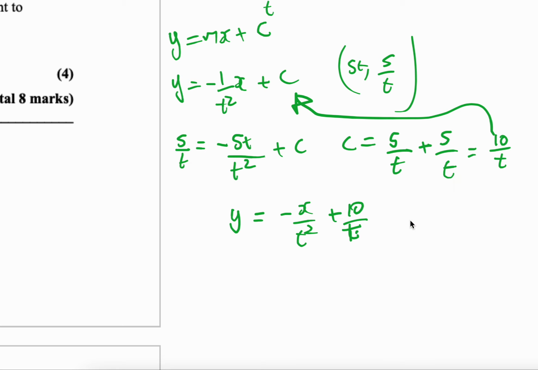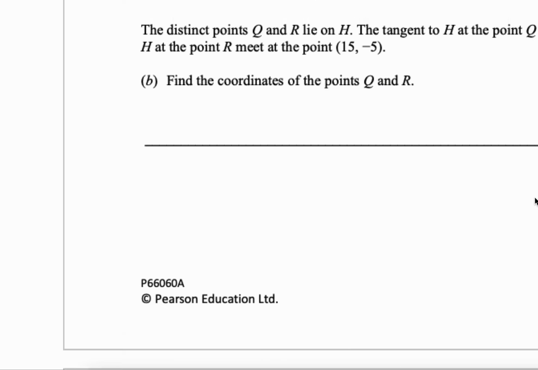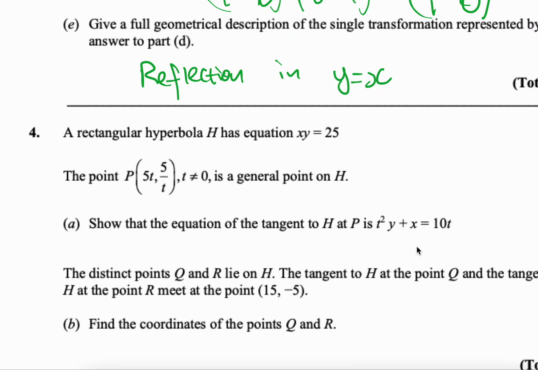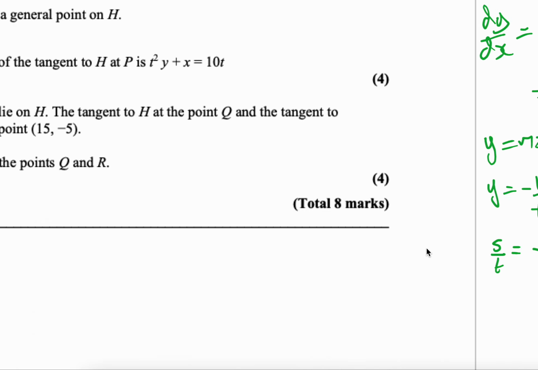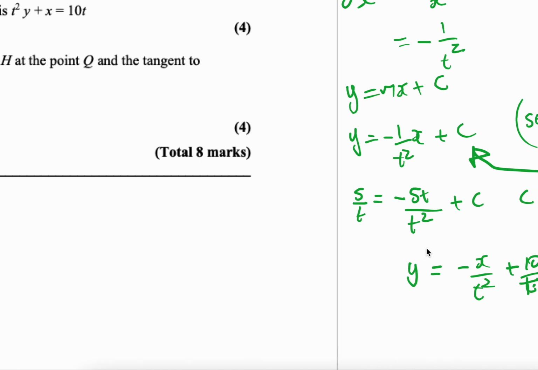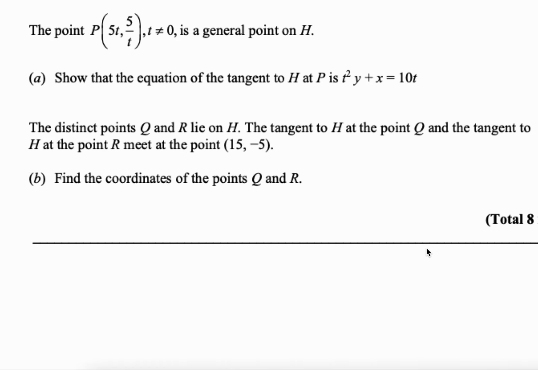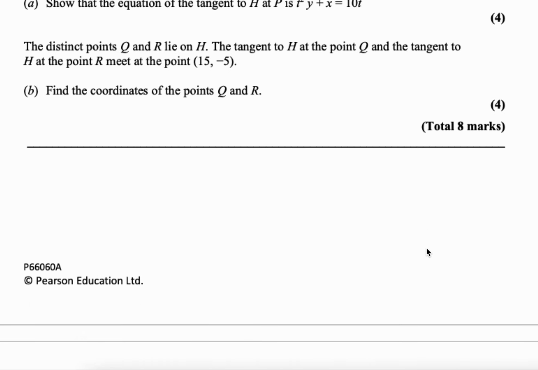Multiplying by t squared gives you t squared y plus x equals 10t. Is that the format that they require? Yep. Okay, cool. All right, so that's 4 marks in the bag.